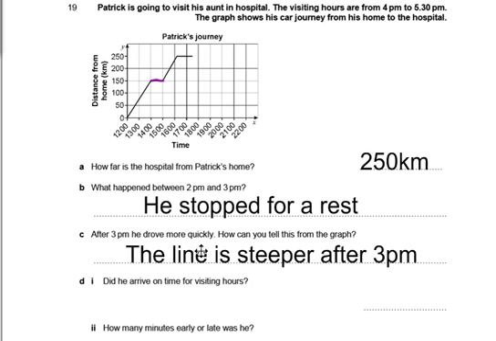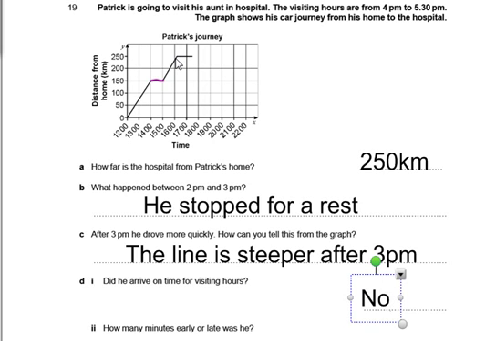So did he arrive on time for visiting hours? We would say no. How many minutes early or late was he? Now it's hard to be absolutely accurate. There's 4 o'clock, there's 5 o'clock. Is about there. What fraction of an hour would that little bit be to there?